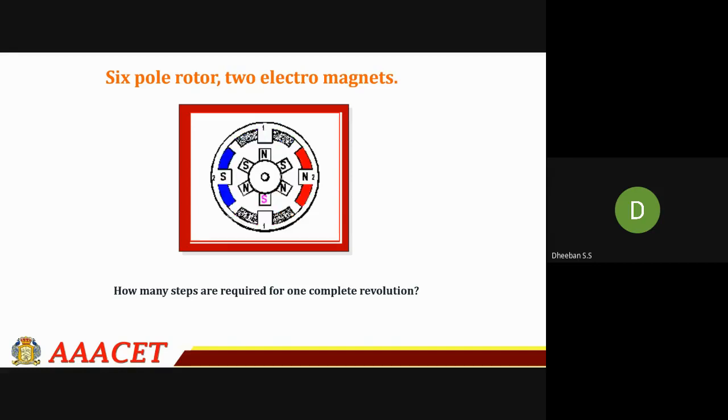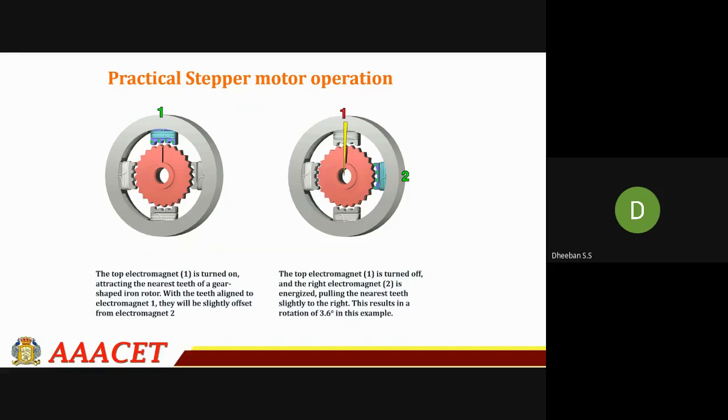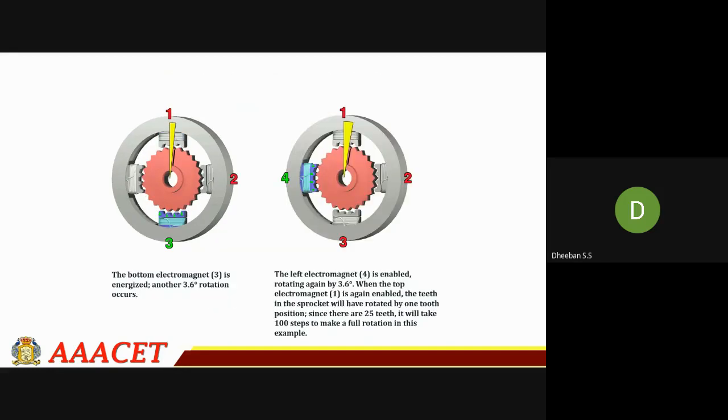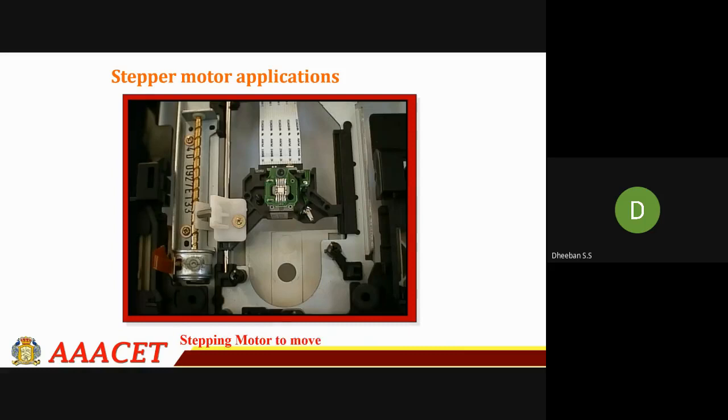If you are using a 6-pole rotor, you can gain still more output torque. This is a practical stepper motor operation. You can just see how it moves on. The stepper motor application you can mainly see is in the hard drive.